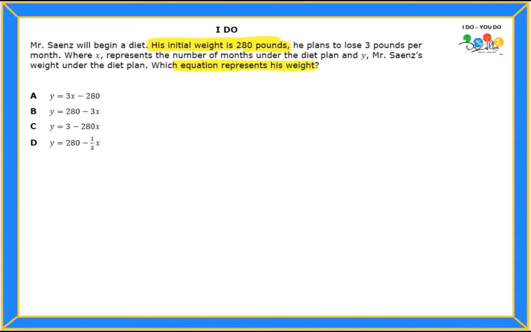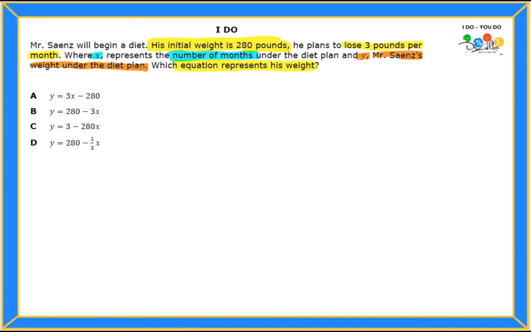Now, he has a plan, right? What is his plan? Well, he's planning to lose 3 pounds per month. So, his goal is set to lose 3 pounds per month. Every month, he wants to lose 3, right? Now, what else do I know? Well, it says that X represents the number of months, right, under the plan, and the Y represents his weight under the plan. Okay, so now I know X and Y. Okay, so let's analyze the question here then.